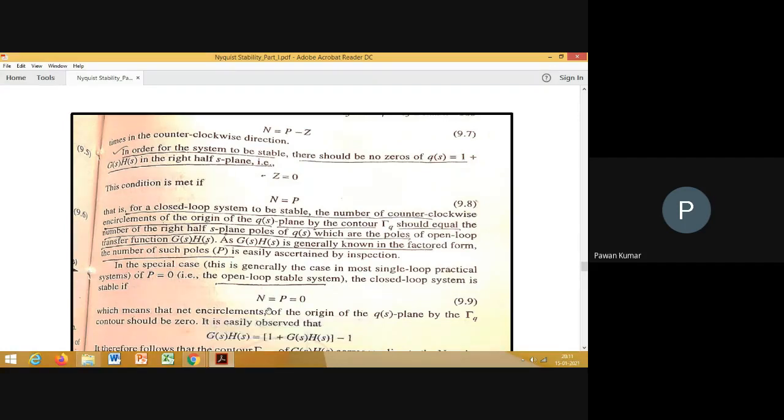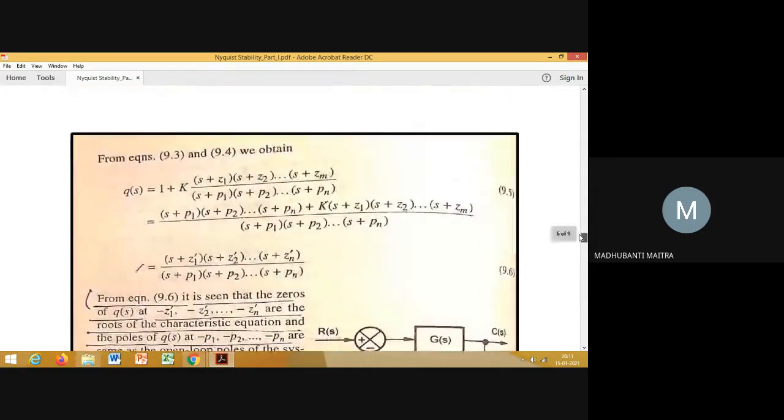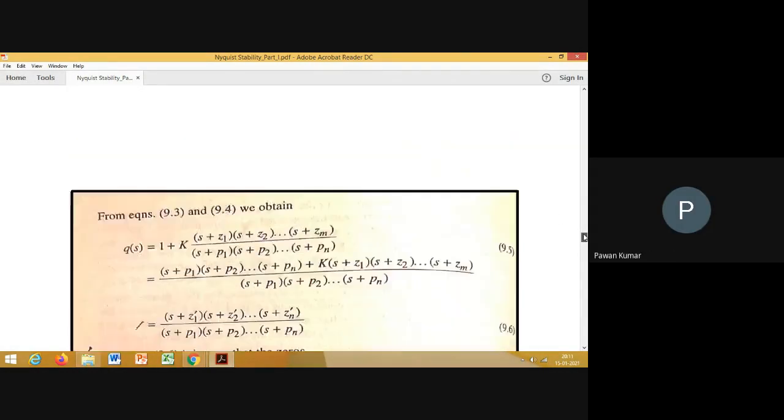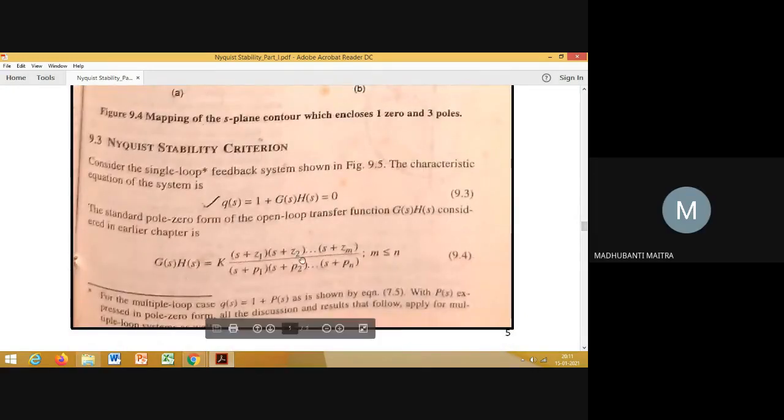Ma'am, can you tell me why we have taken P as 0? Why have I taken P as 0? That is, if the open loop system itself is stable. This is my open loop transfer function. Yes, ma'am, I got it. This is my open loop transfer function.